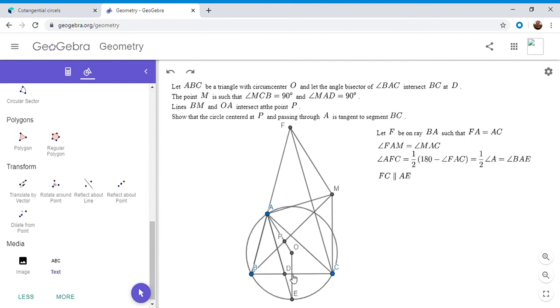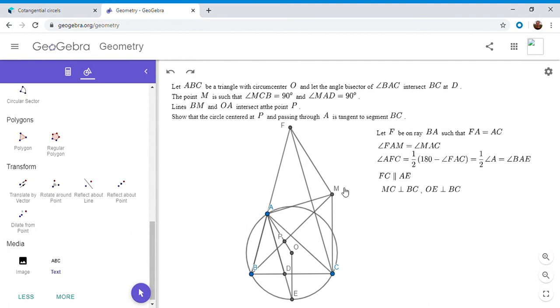So what am I getting here? I ultimately want to show AP is parallel to FM, and I'm going to do it in a kind of interesting way. So we know FC is parallel to AE, and it's also easy to see that MC is parallel to OE, because they're both perpendicular to BC. And also triangle FMC has to be similar to triangle AOC, and so that's going to help solve the problem and show that FM is parallel to AP. So I'm going to write that out.